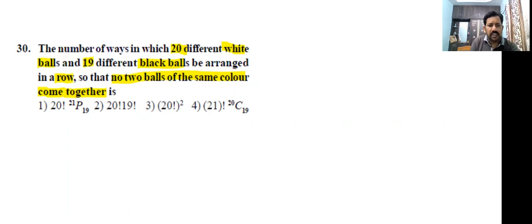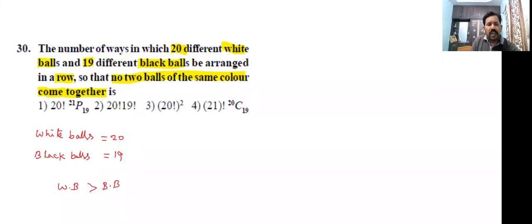So already we have discussed the concept. Okay. Now see here, white color balls. How many are there? 20. So I am writing white balls: 20. Black color balls: 19. Here, white color balls are greater than black color balls.